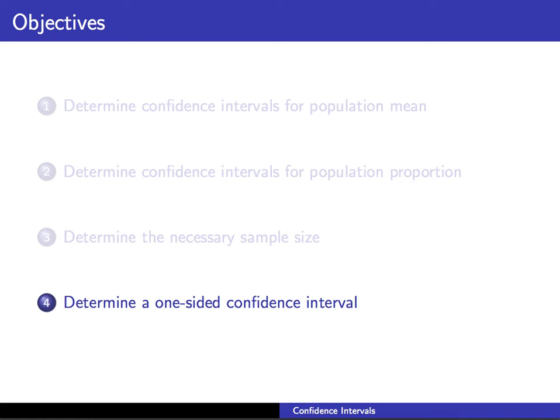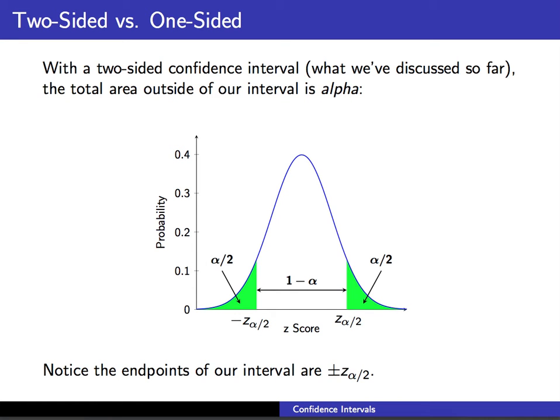Okay, in this video, we're going to take a look at what are known as one-sided confidence intervals, which is something that we're going to see when we get into hypothesis testing in another video or so. So the confidence intervals we've been constructing so far in this section have been two-sided confidence intervals. And we have the total area outside of our interval is alpha.